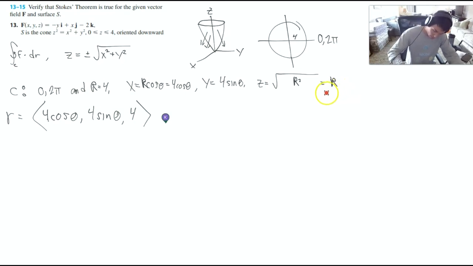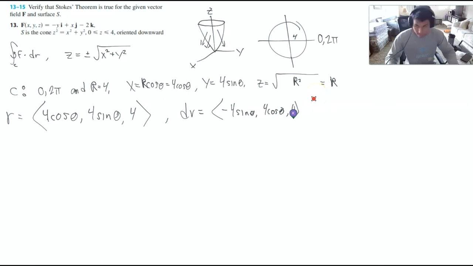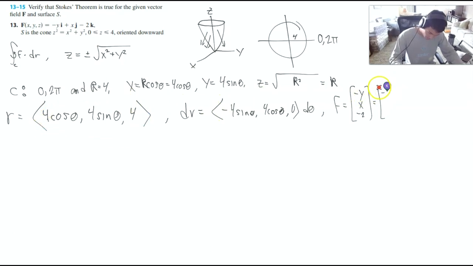Okay, well, if we take dR, we get what? We get negative 4 sine theta, 4 cosine theta, 0 d theta. Okay, so I also need to change what f is. f is negative y, x, and negative 2. So this would become, if we insert this reparameterization, negative 4 sine theta, 4 cosine theta, and negative 2 is just negative 2.